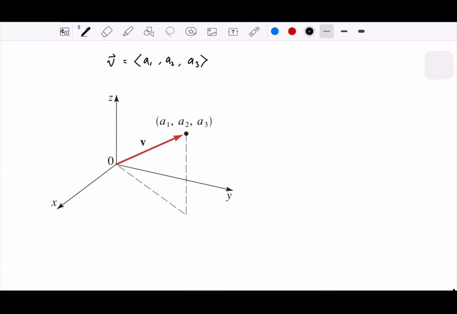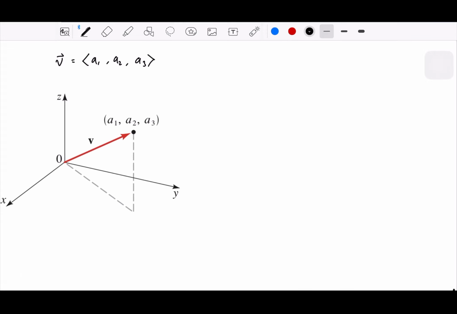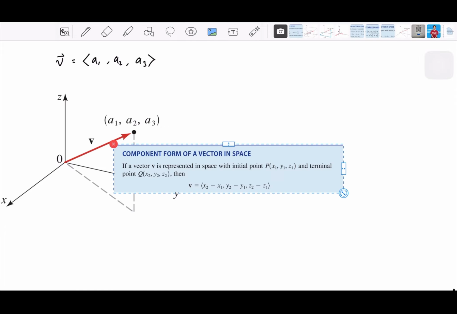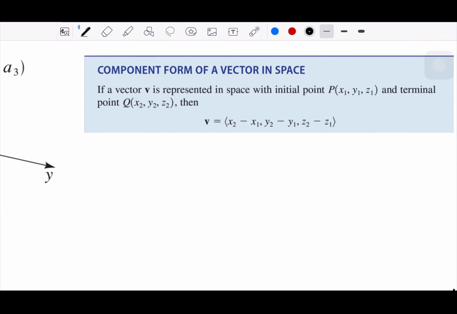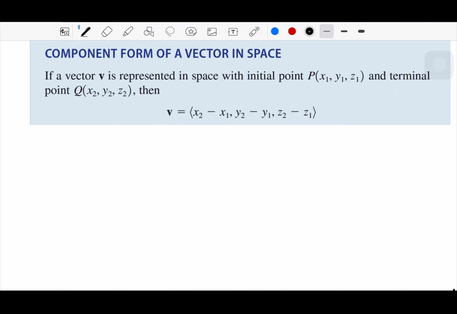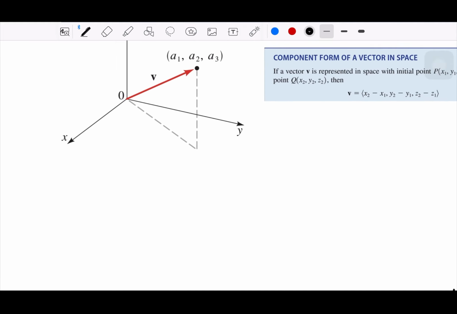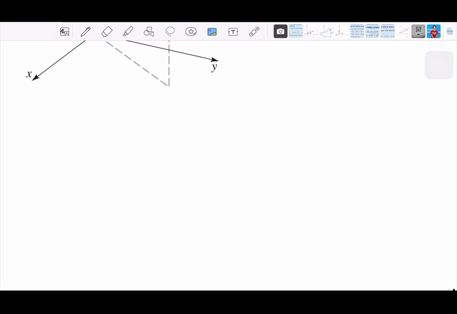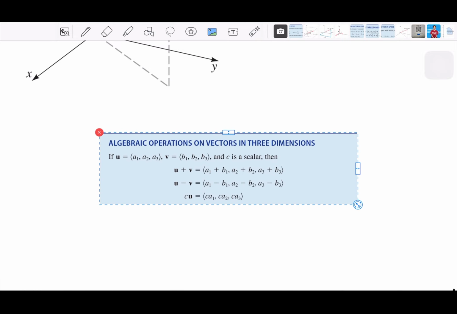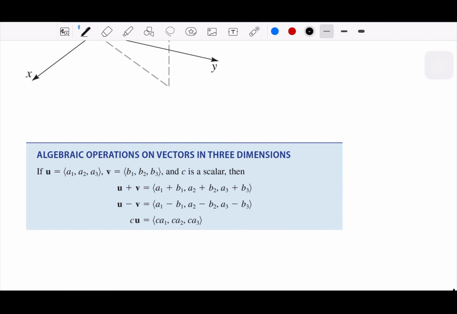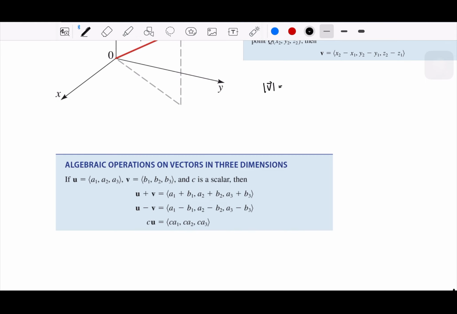Okay, I think it's still the same as in 2 dimensions, but we need just to add one more axis, which is the z. And then the other thing is also similar, that is the magnitude value and the algebraic operations of the vector v. So if v is a1, a2, a3, then the magnitude value will be the square root of a1 squared plus a2 squared plus a3 squared.